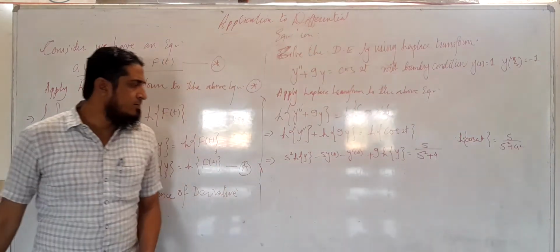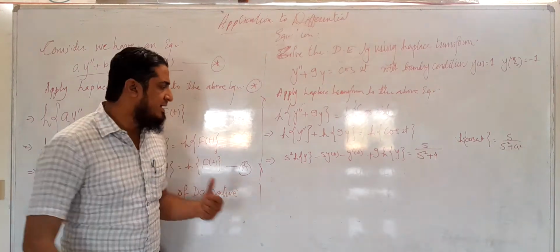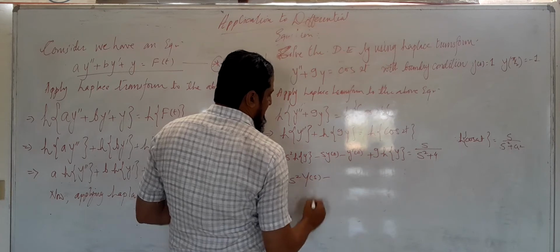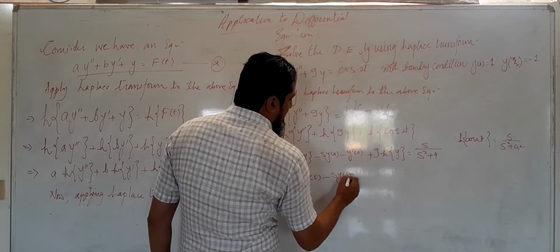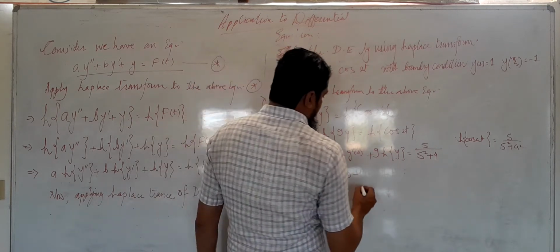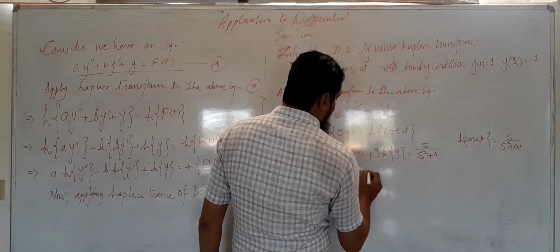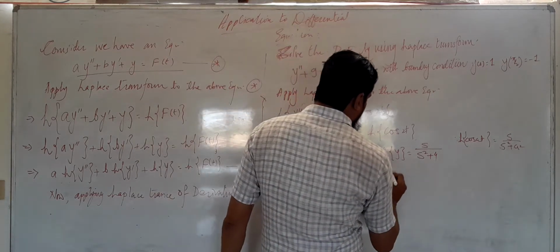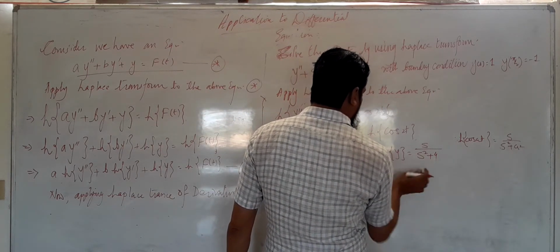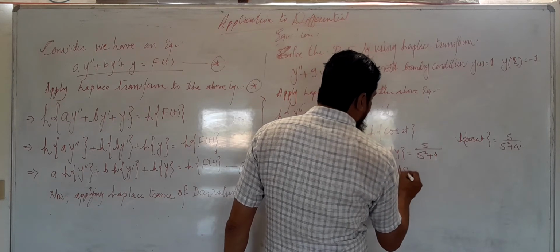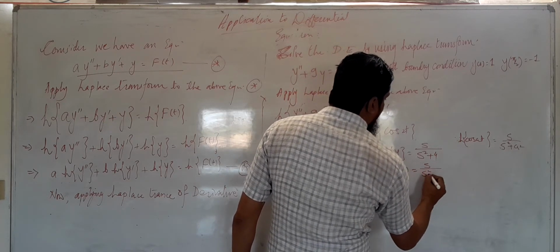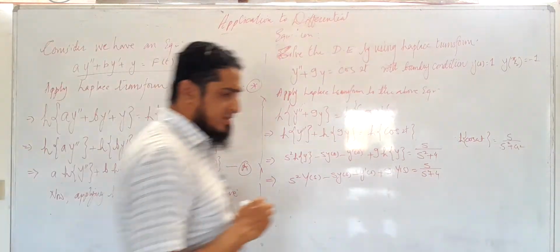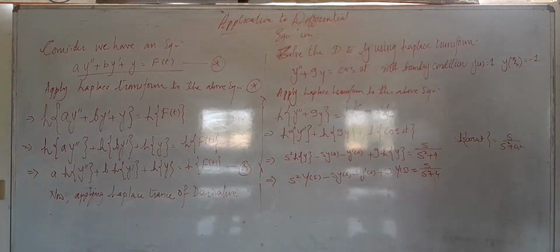Correct. Now applying Laplace transform, we will get s square Y of s minus s y of 0 minus y dash of 0 plus 9 Y of s equals s upon s square plus 4. Now putting values of boundary condition.